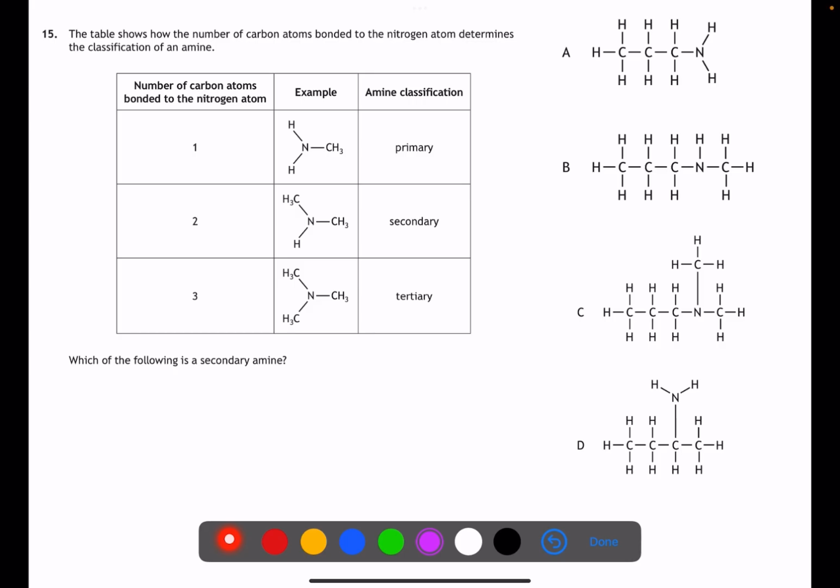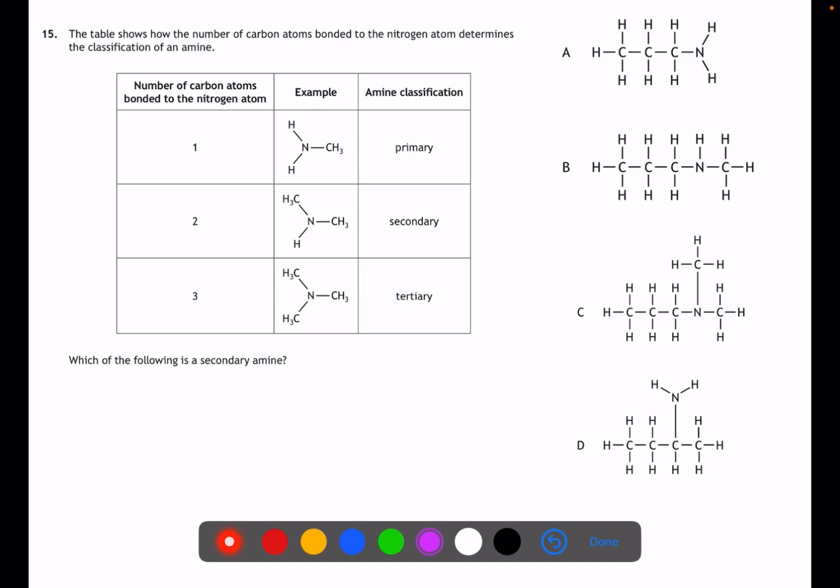Question 15. The table shows how the number of carbon atoms bonded to the nitrogen atom determines the classification of an amine. So here we can see that if the number of carbon atoms bonded to the nitrogen atom is 1, we call this primary. If it is 2, we call it secondary, and if it is 3, we call it tertiary. Which of the following is a secondary amine?